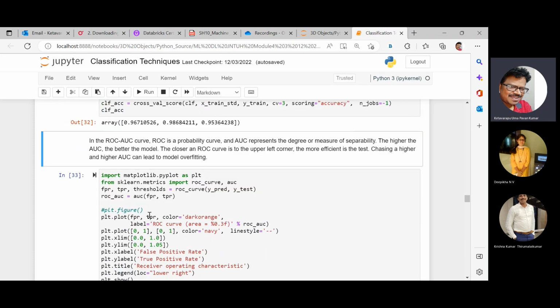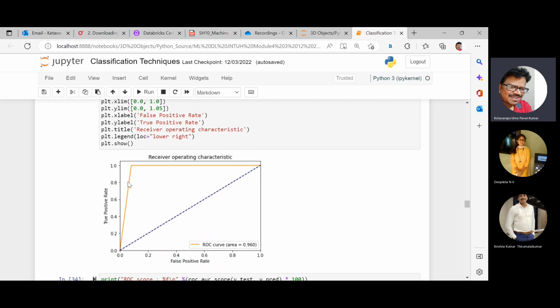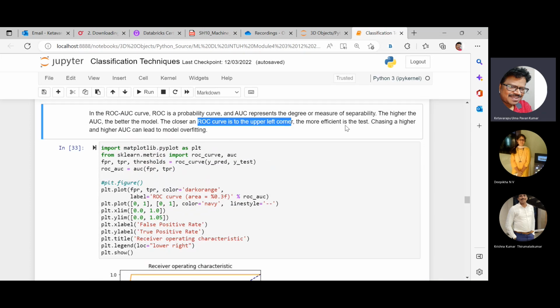Another thing related to observing the model prediction and advantage is the AUC ROC curve. ROC is a probability curve, and AUC represents the degree of measure of separability. The higher the AUC, the better the model. That means just as our accuracy score and prediction rate should be high, similarly your AUC must be high, then the model is good. The closer an ROC curve is to the upper left corner, see here, this is the ROC curve, if it is moving to one, then I can say it is more efficient.